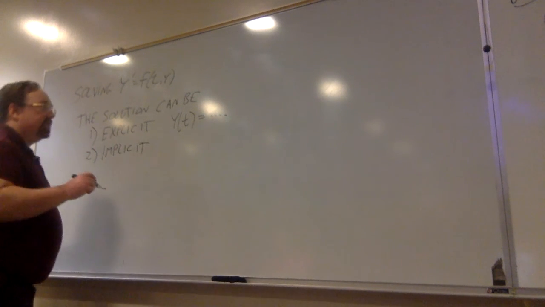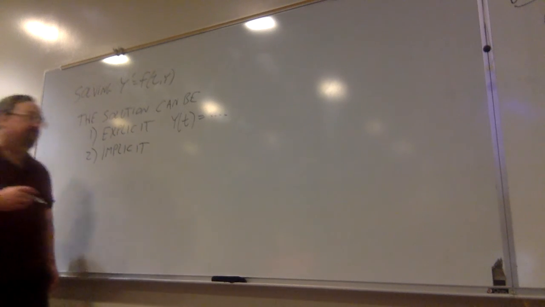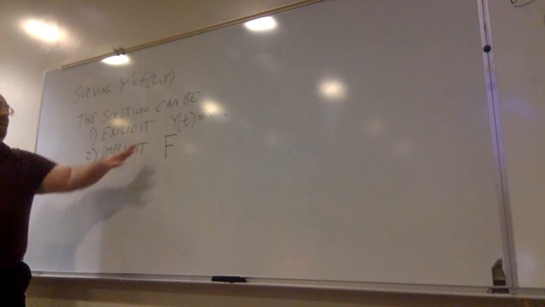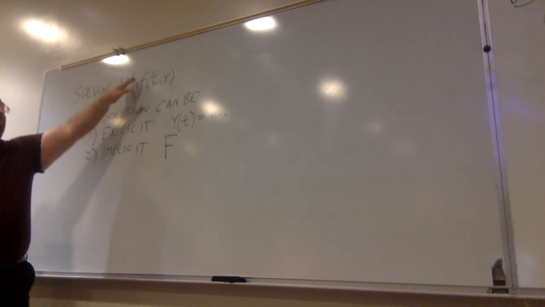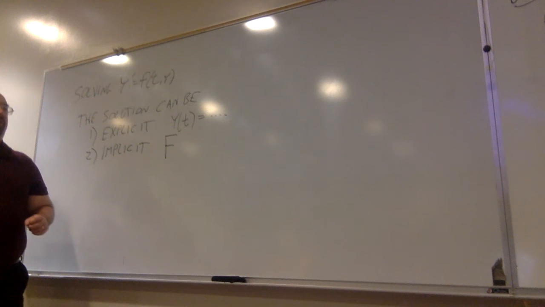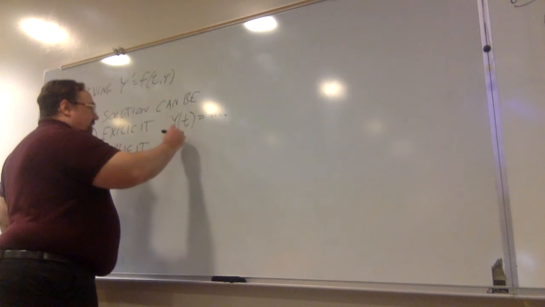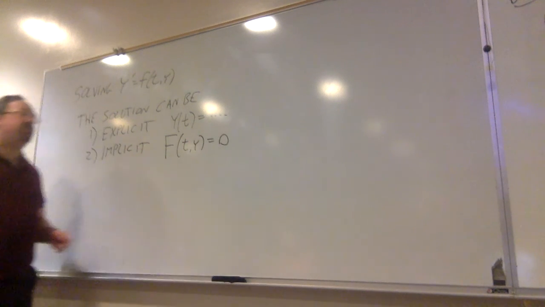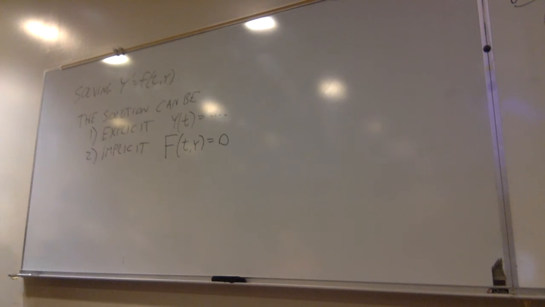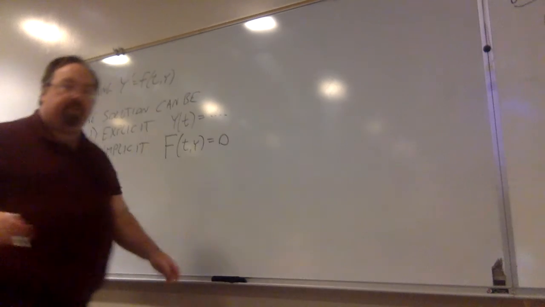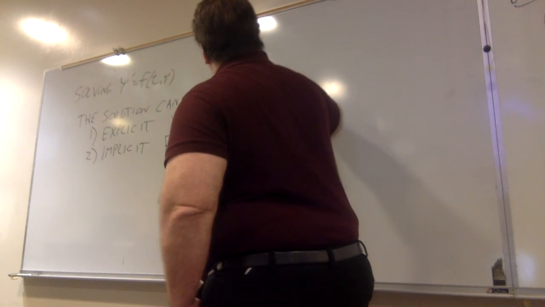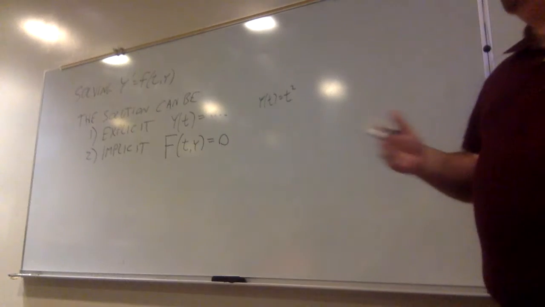is implicit. So instead of having y equals something, you might have some function capital F, so it's not the same as this little f down here. I'll be sure to make that clear when I write them. F of t and y is equal to 0. So you have an equation that describes y implicitly as a function of t. Some simple examples of both, for example, y of t is equal to t squared. You just plug in a value of t, you get the y.